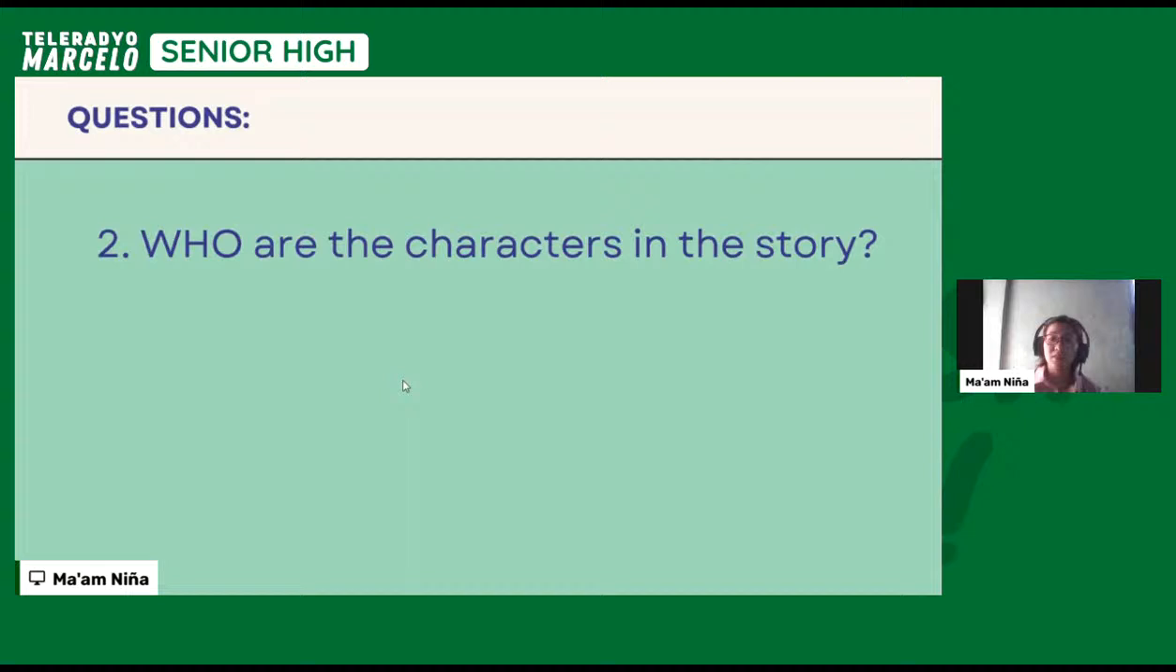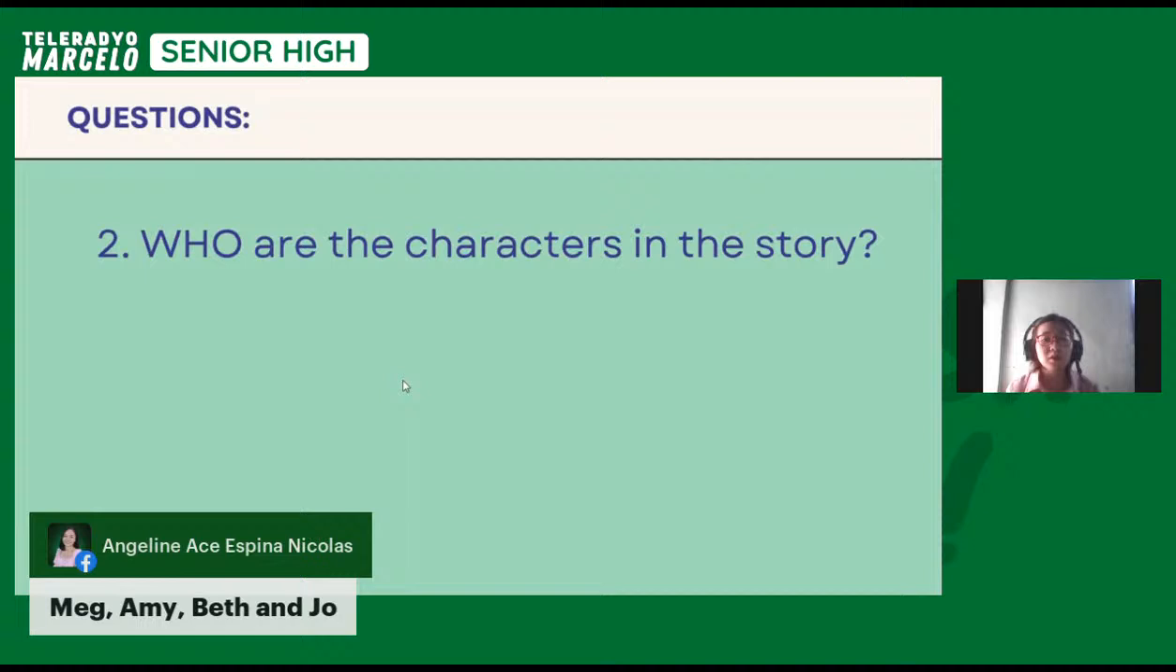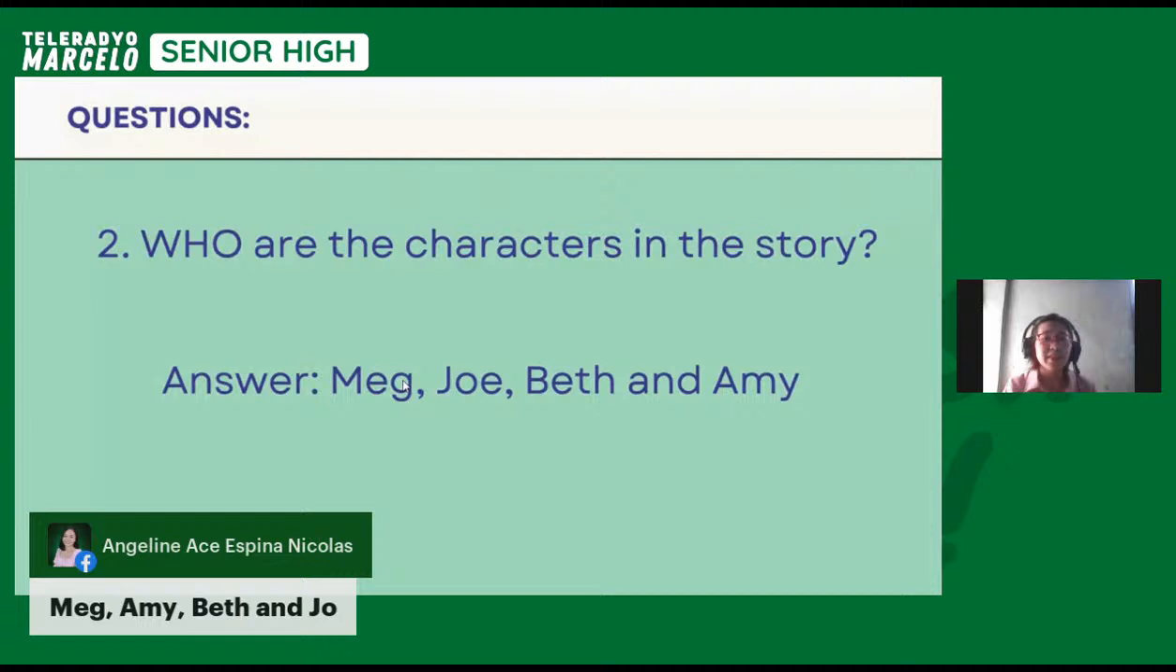So that's the clue. I know they are four. It could be five if you add up the two other characters that were mentioned when I read the brief background earlier. Okay, I'll be waiting for your responses. You may just type in the names of the four main characters. Okay, so who are they? We have Meg, Joe, Beth, and Amy. They are sisters. We can also add the mother and James Lawrence, who they befriended.